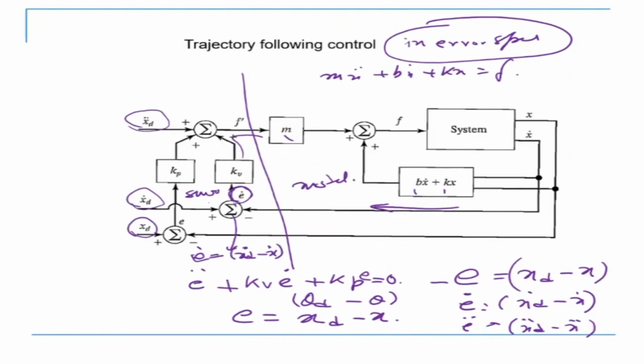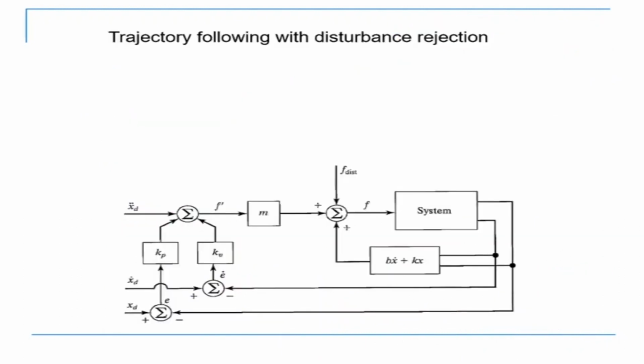Now let's proceed from here and look at trajectory following with disturbance rejection. We are talking about disturbance rejection, so when I say disturbance rejection, what does it actually mean, or what does the dynamics actually do?